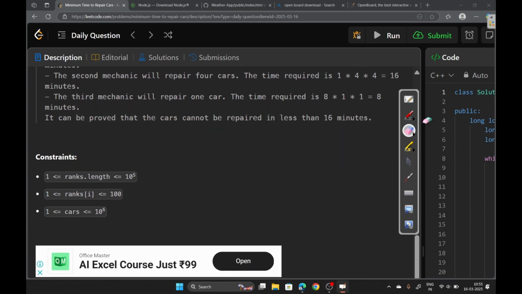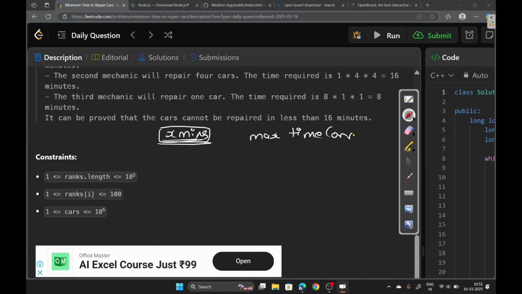Now, let us apply brute force here. I will be giving you X minutes, and you have to find how many cars you can repair in X minutes. So if I give you X minutes, then what is the maximum time complexity?